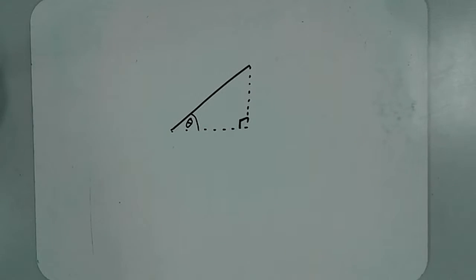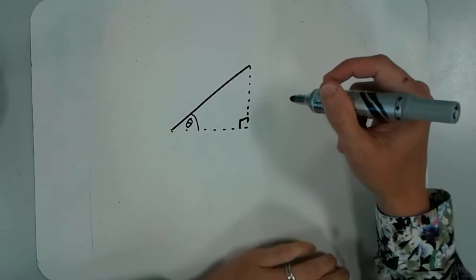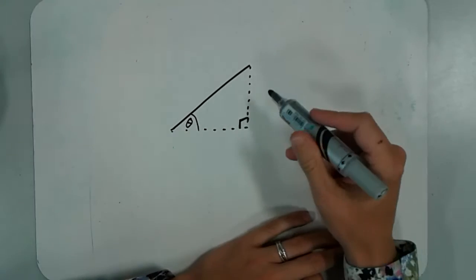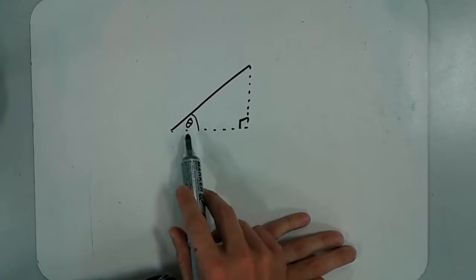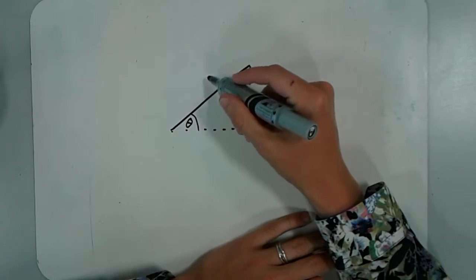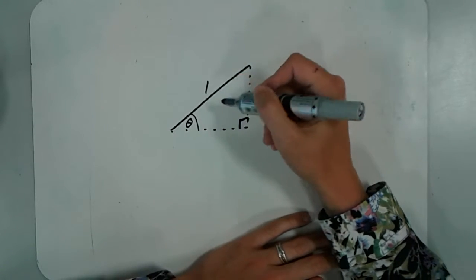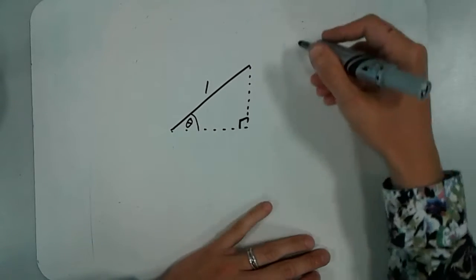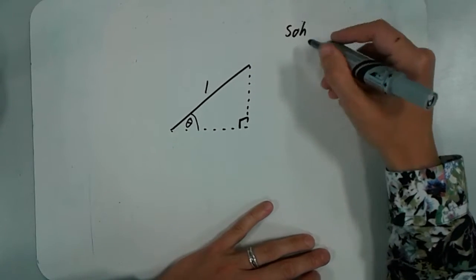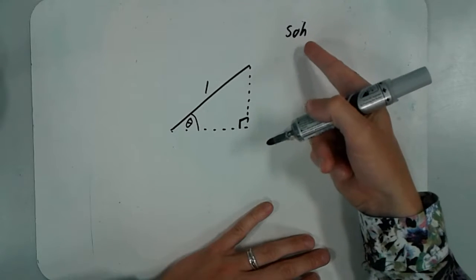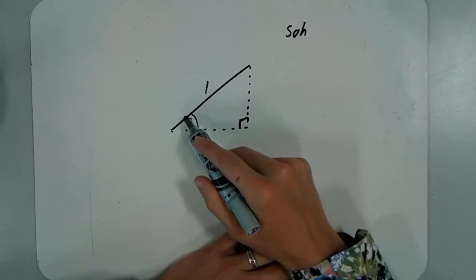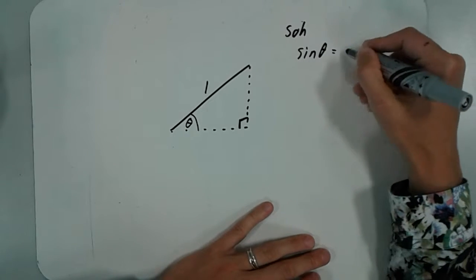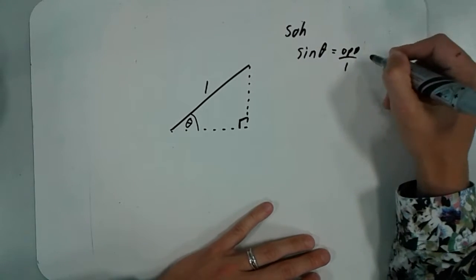Let's look at some more advanced trigonometry now. This is where we move on from what we learnt at GCSE. So we're going to have a look at this right angle triangle, a general angle theta, and we're going to call this length here 1. So 1 unit length, and that means that using SOHCAHTOA, sine is opposite over hypotenuse, but as our hypotenuse is just 1, that tells us that sine theta is equal to the opposite over 1.